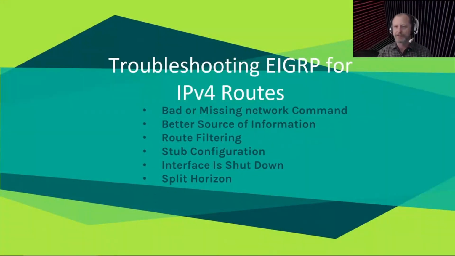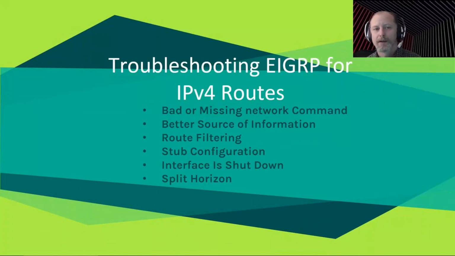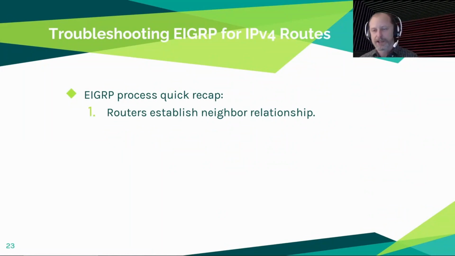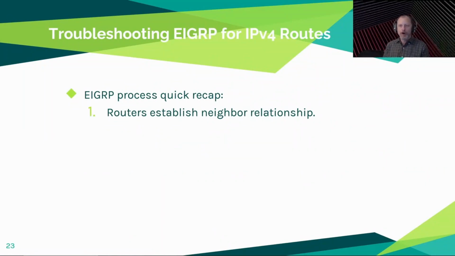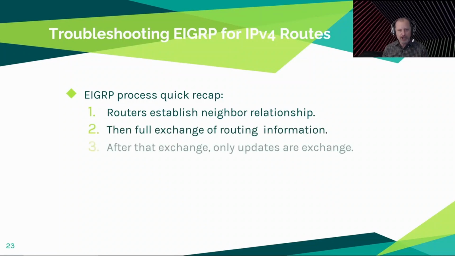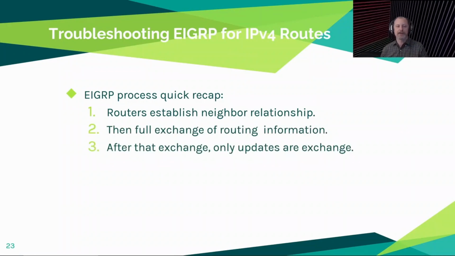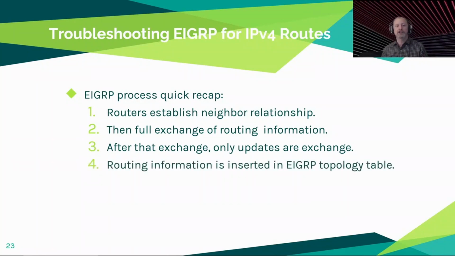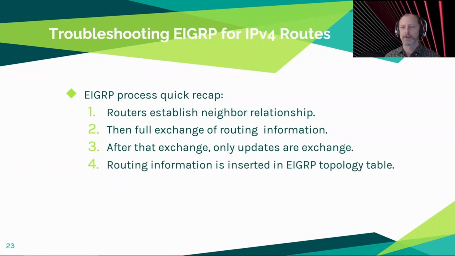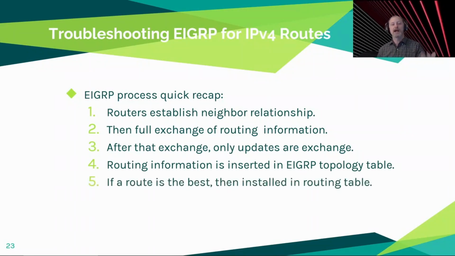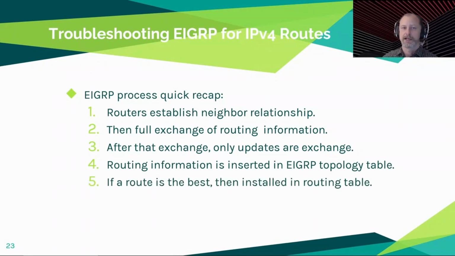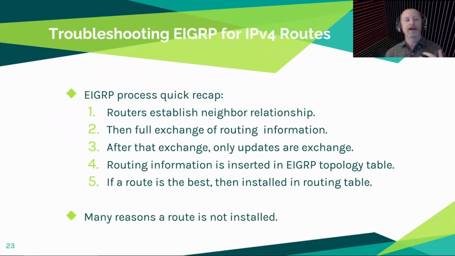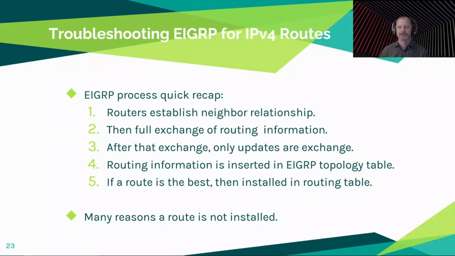Let's look at some more stuff. Bad or missing network command. Well, actually, let's do a recap. Form a relationship. Exchange routing information. After that, exchange updates as needed. Routing information received will be put into the topology table. Best routes from there will be put in the routing table. If a route is not installed in the routing table, something would have happened at one of these steps.